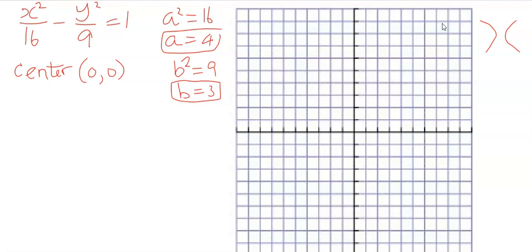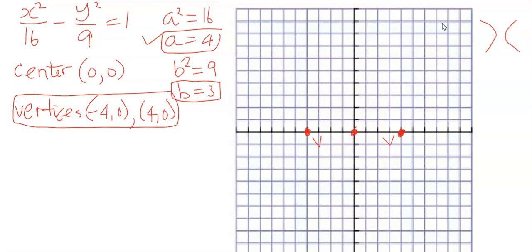So let me see. I've got my center right there at 0, 0. Because it opens left and right, my two vertices will be a units left and right from that 0, 0. If I go 4 to the right, there's one vertex right there. If I go 4 to the left, there's my other vertex, because this hyperbola opens to the left and to the right. So I can even write those down here now. Vertices are negative 4 and 0, and the other one is positive 4 and 0. There are my two vertices.